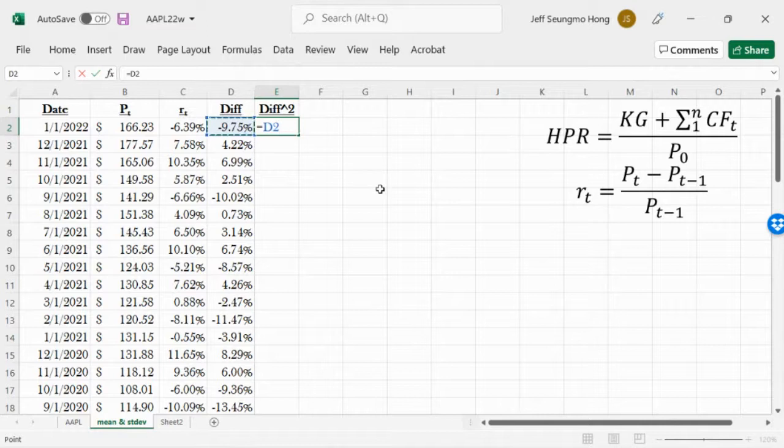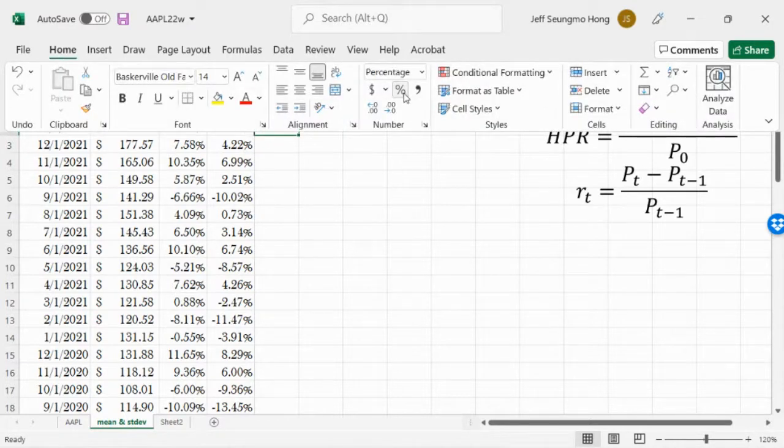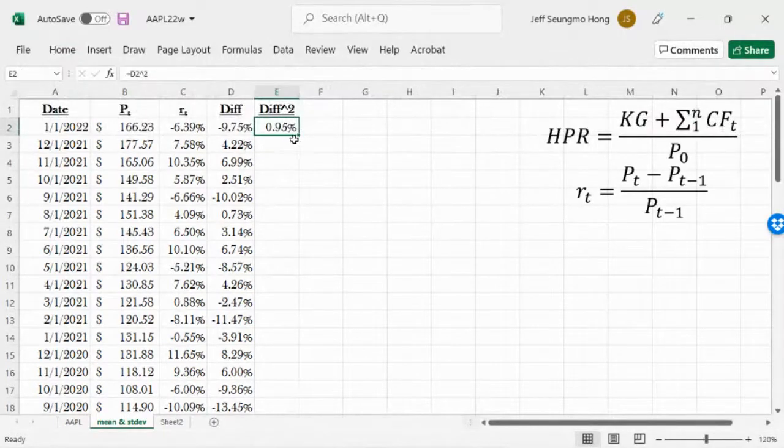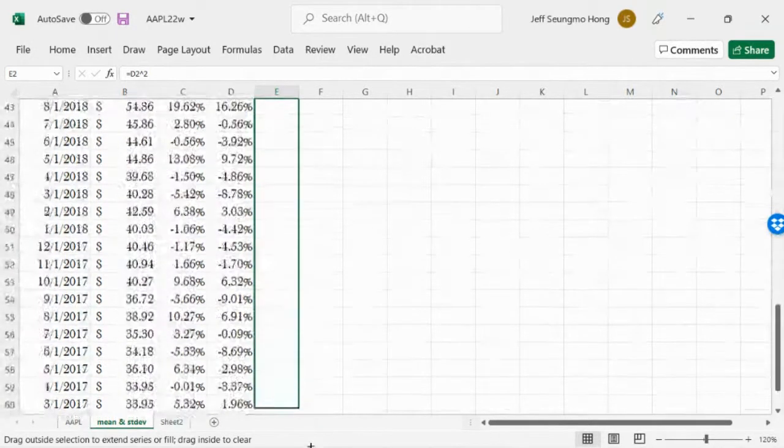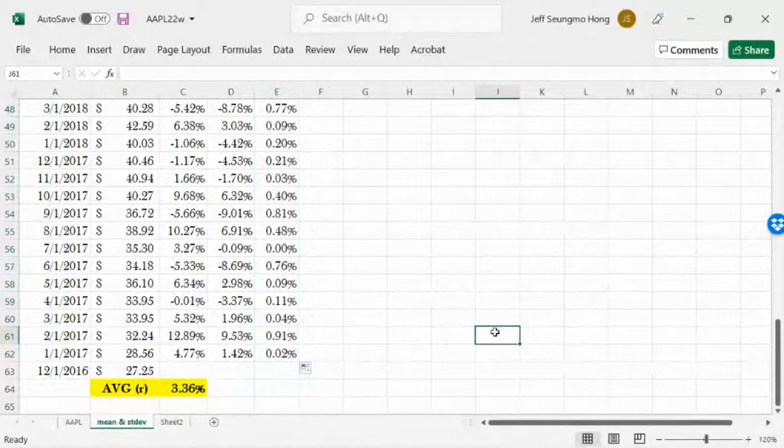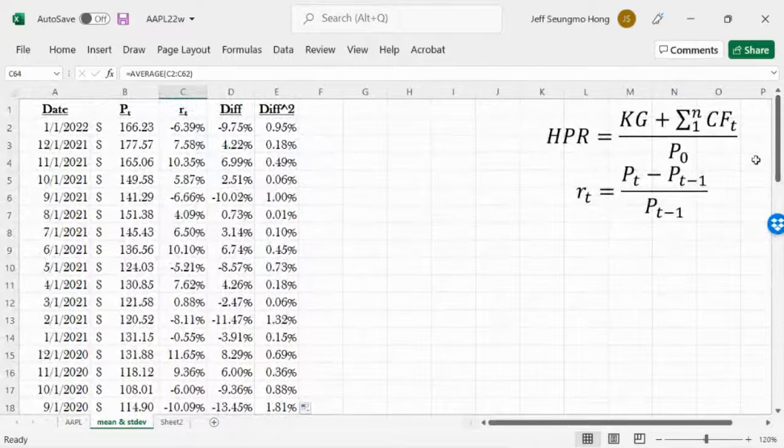This term squared. And then, let's keep the percentage and two decimal places, okay? And then drag it down. All right? Then you might think, because I want to take the average, I can drag it to the right. No, here's a little issue. That will be simply the average of the squared terms. So that's not what we want.